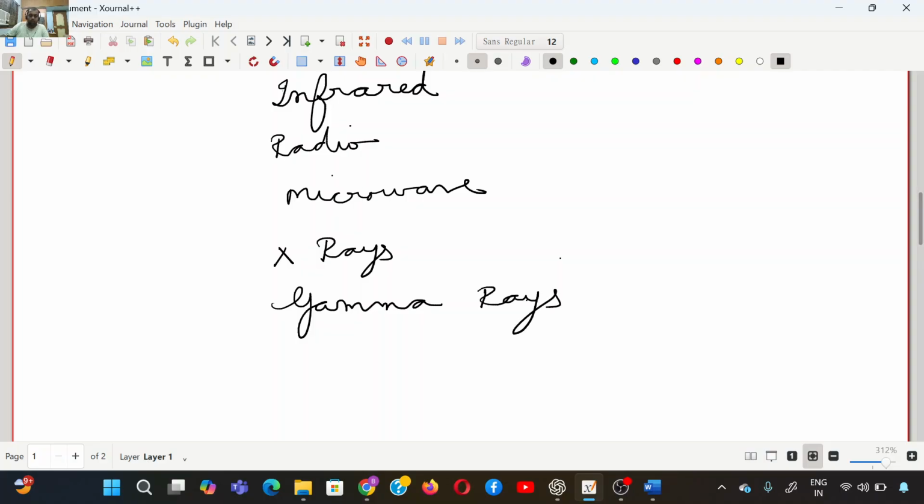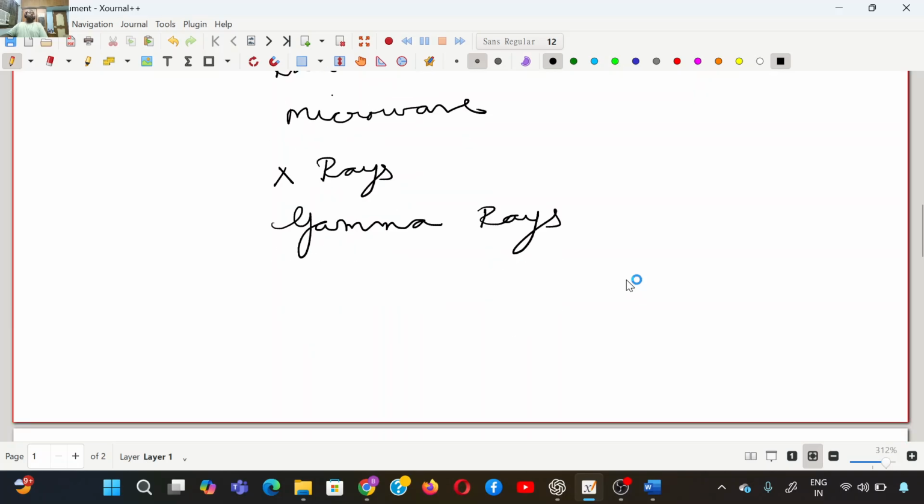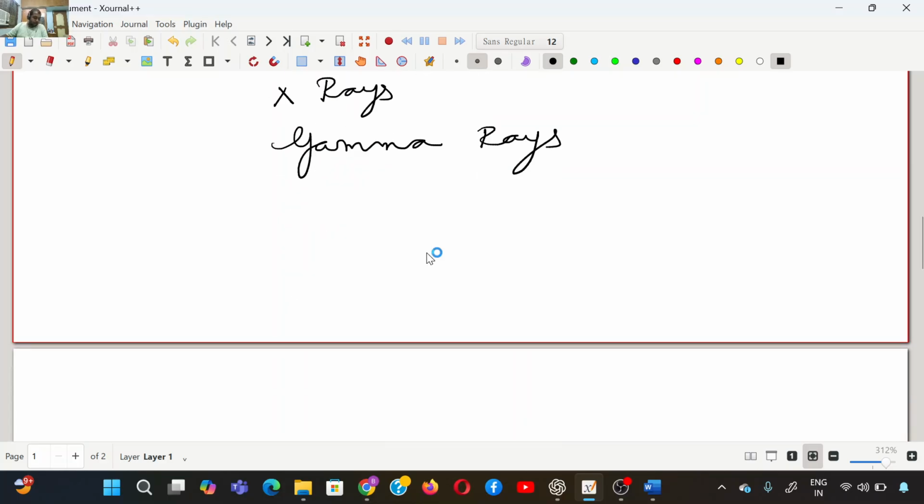These are more common in radioactive minerals, materials, or nuclear reactors. Okay. So these are examples of the electromagnetic spectrum. The electromagnetic spectrum has something called wavelength. Okay. So this electromagnetic spectrum has got wavelength as well as particle-like nature.